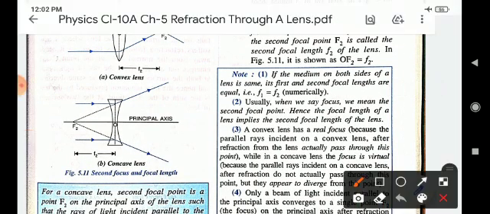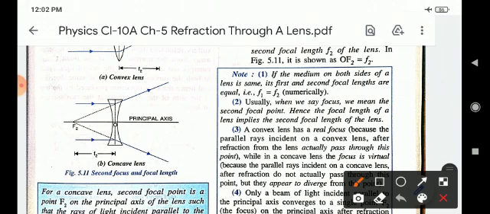Same process for the concave lens. For a concave lens, the second focal point is F2 on the principal axis of the lens, such that rays of light incident parallel to the principal axis come and are diverted to this side, moving to the back side, and it cuts at F2. F2 is the second focal point. Okay.